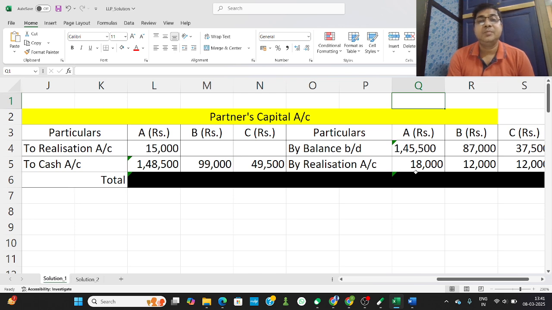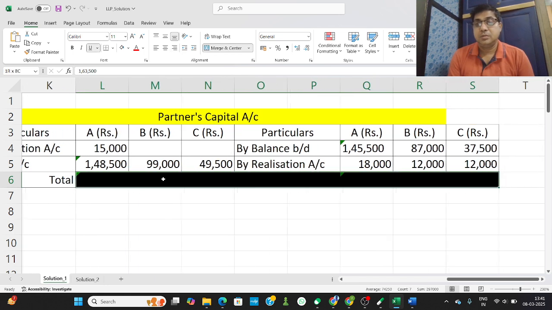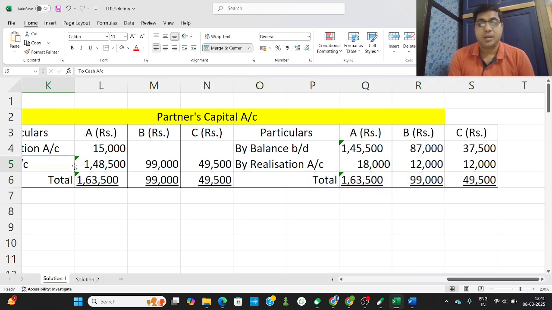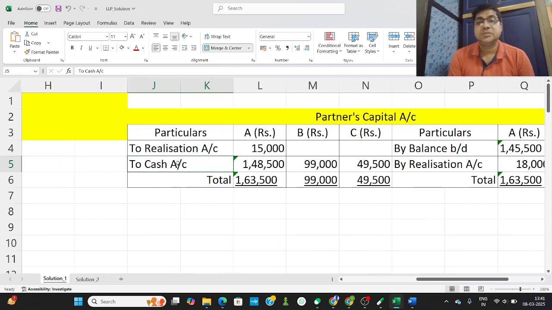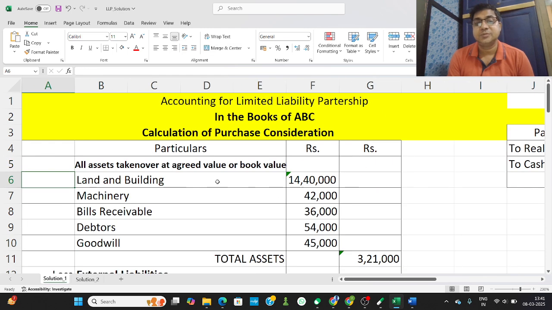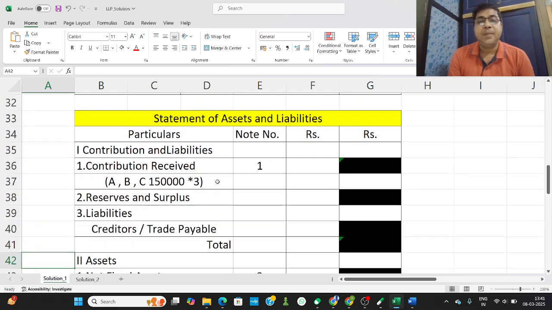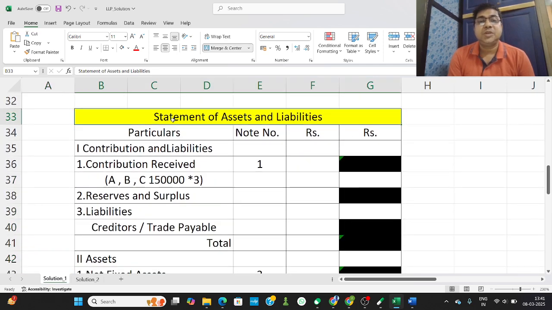balancing figure comes, it will be transferred to the cash or bank account, that is rupees 1,48,500, and on that basis we have to prepare the balancing figure, which is transferred to the partners' capital account. Now we have to move to the balance sheet, the statement of assets and liabilities.